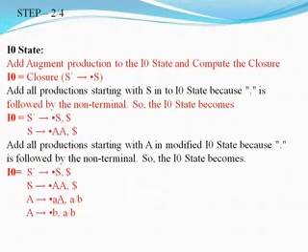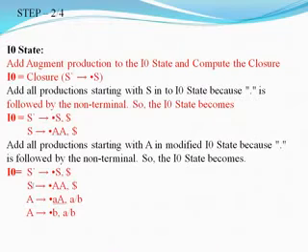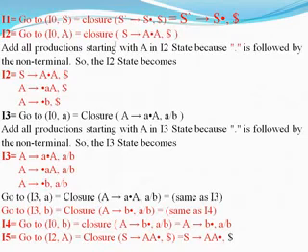Next, what is the next input? Capital S tends to dot capital A capital A. So I am writing go to I0 comma capital A. So dot S tends to capital A dot capital A, dollar. In the same manner as in I1, I have done in I2 also: capital S tends to capital A dot capital A, dollar. I have moved the dot one position forward.